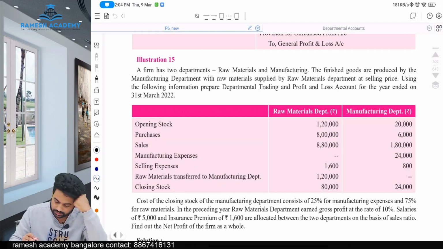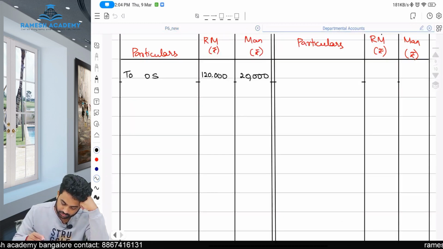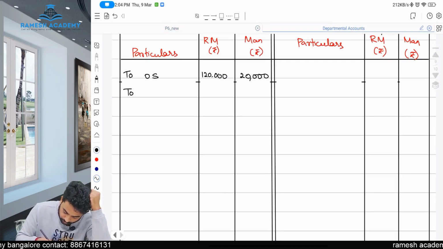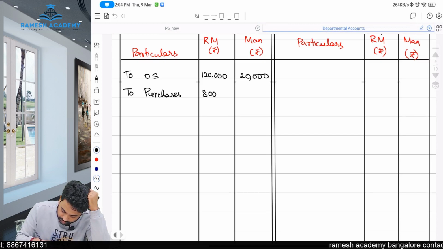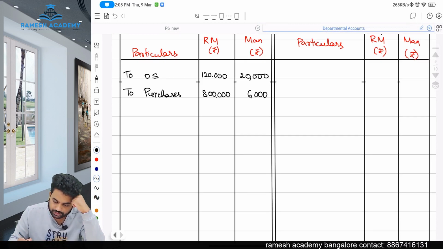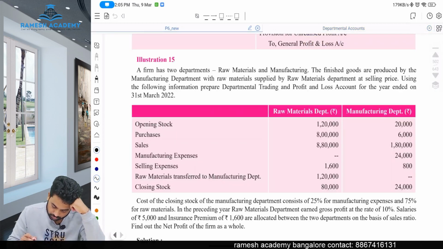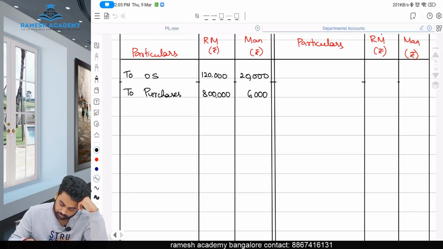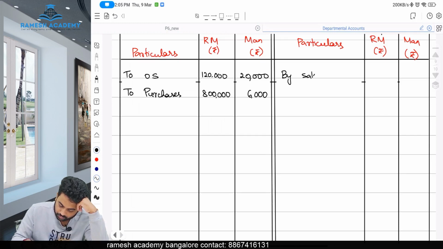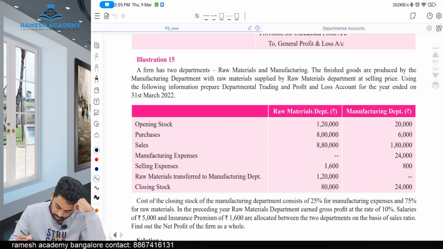Next, they have given purchases 8 lakh and 6,000. To purchases 8 lakh and 6,000. Done. Next is what? Sales. By sales 880,000 and 180,000. Okay, done. Next is what?